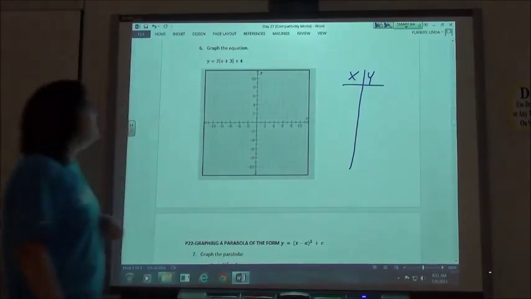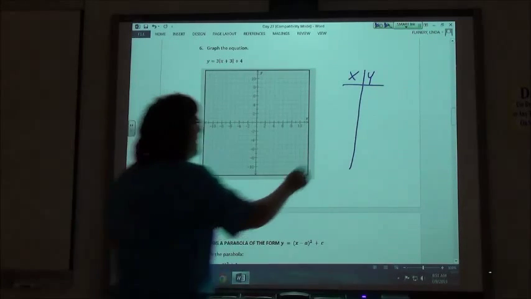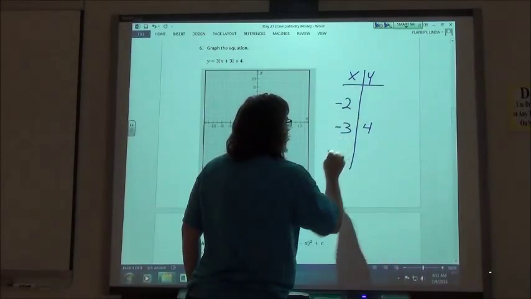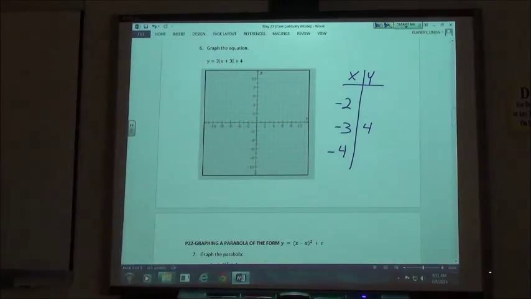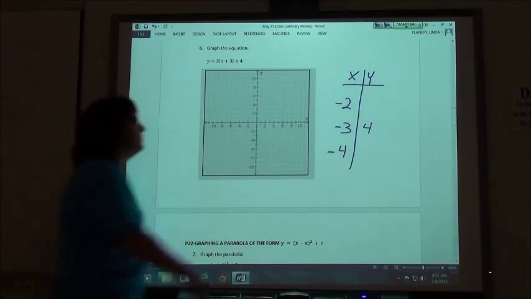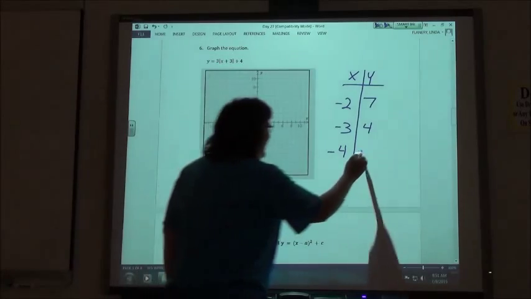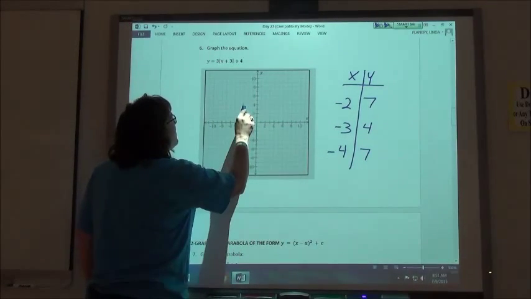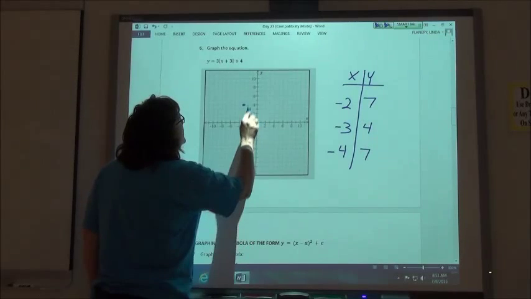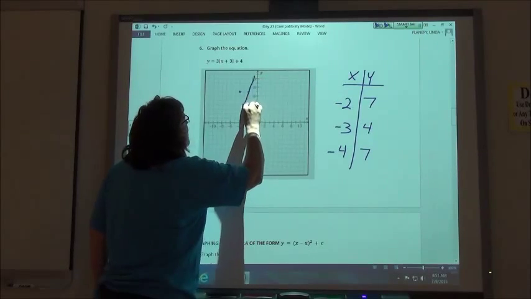So number 6, if you look at that, your vertex is going to be at negative 3, positive 4. So negative 2 and negative 4. So if you put negative 2 in there, you would get a y value of 7. And if you put negative 4 in there, you're also going to get a y value of 7. So negative 3 up 4, negative 2 is up to 7, and negative 4 is also up to 7. And then we can draw our absolute value function.